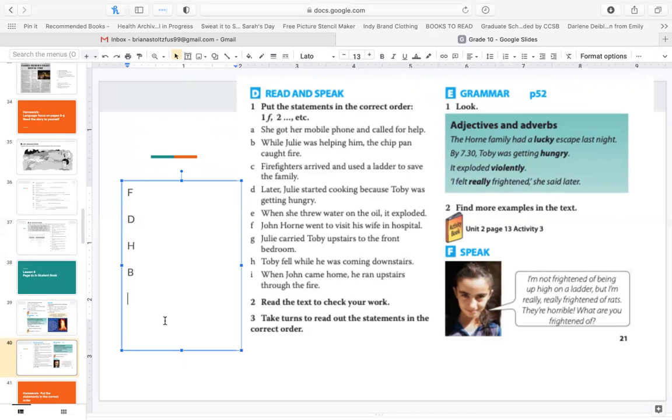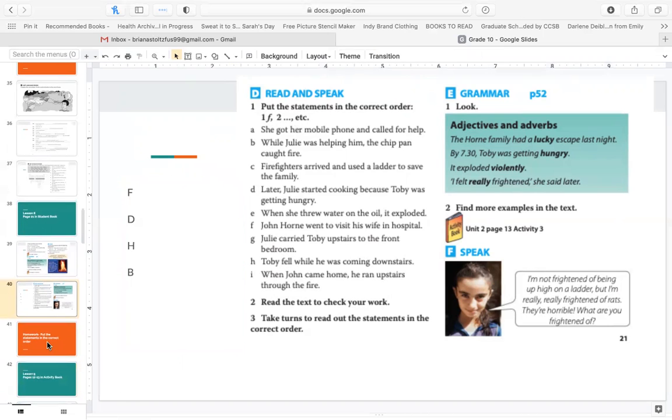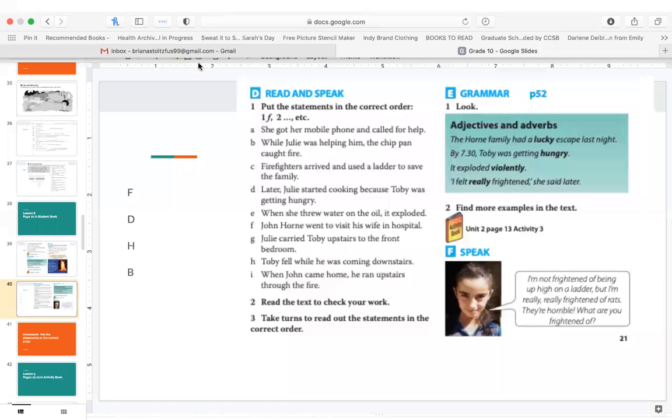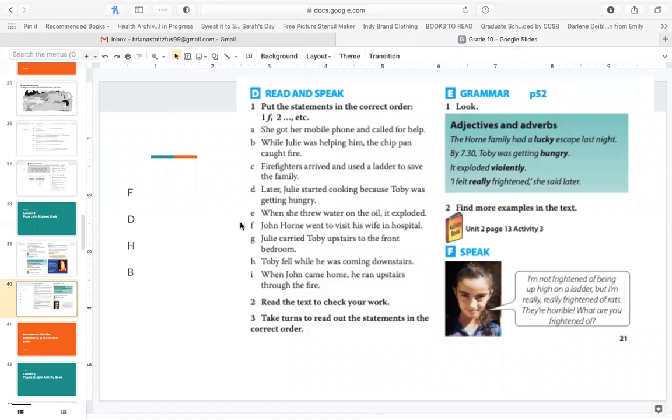Now I'm going to let you finish this. This is what I want you to do for homework. Put the statements in the correct order. So I already gave you the first four, F, D, H, and B. So what happened next? You can write numbers next to them. For example, F is number 1, D is number 2, H is number 3, B is number 4. So try to put all of them in the correct order.